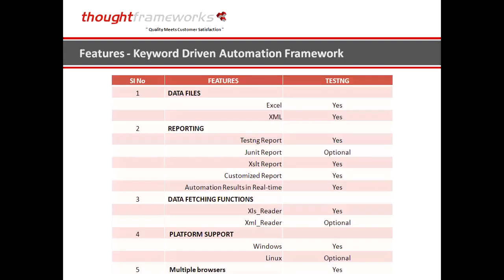Features of keyword-driven automation framework are as follows. The first feature is data files. We have option for Excel and XML. Second is reporting. We have a list of reports that will be generated after the test script execution. The first one is TestNG report, which is a default report that will be generated when we run the scripts, and JUnit report is an optional report. XSLT report is used to get the results in a graphical format, and customized report is a user-defined report which shows the execution status in a tabular format, and automation results in real time is a dashboard which shows the execution status at any point of time during execution.